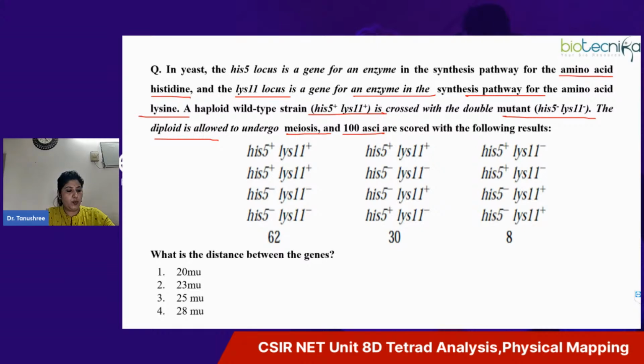Sahil, I hope you are able to follow the concepts now. So yeast, that means it is an example of what? Ordered or unordered? First of all, identify this.